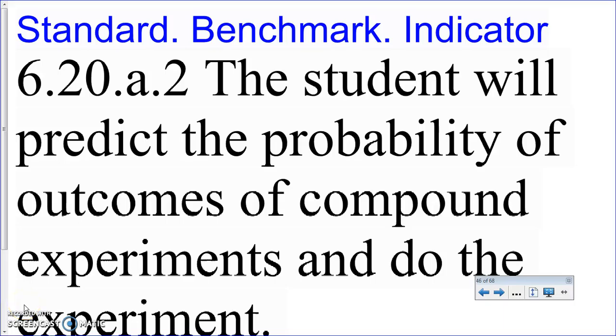Today we're looking at compound events and looking at independent and dependent events. Please copy down the standard benchmark indicator on a clean page in your math notebook. The student will predict the probability of outcomes of compound experiments and do the experiment.